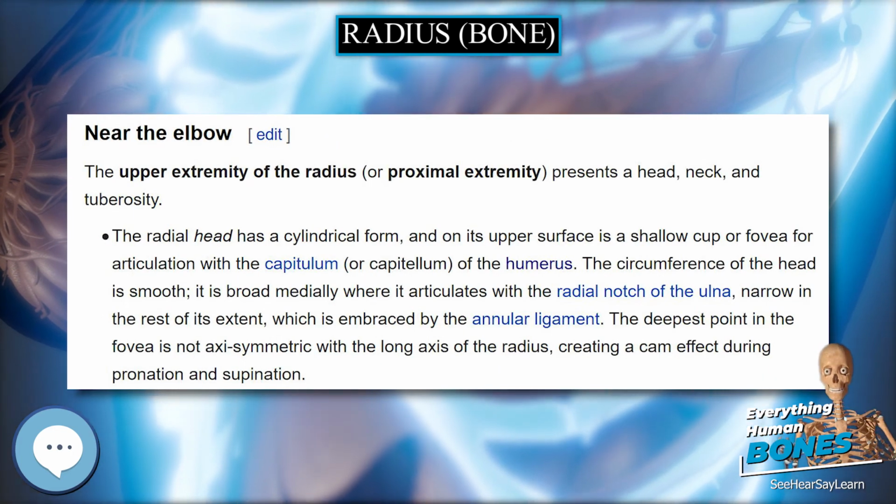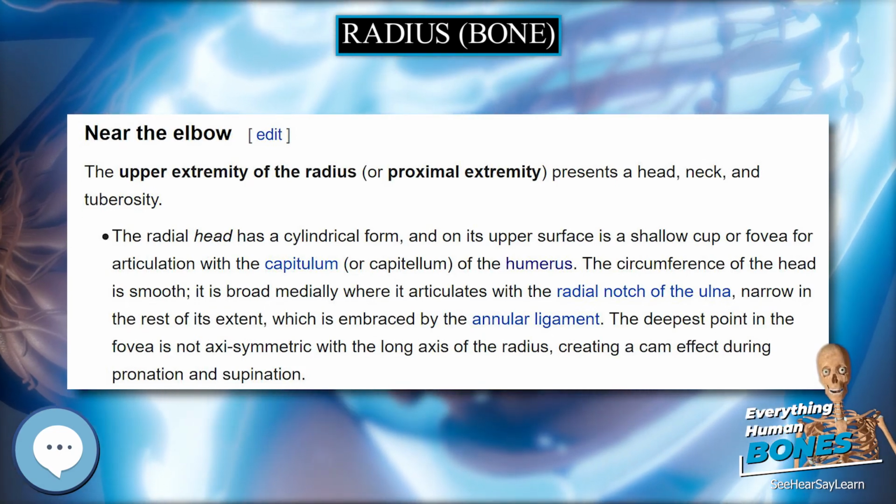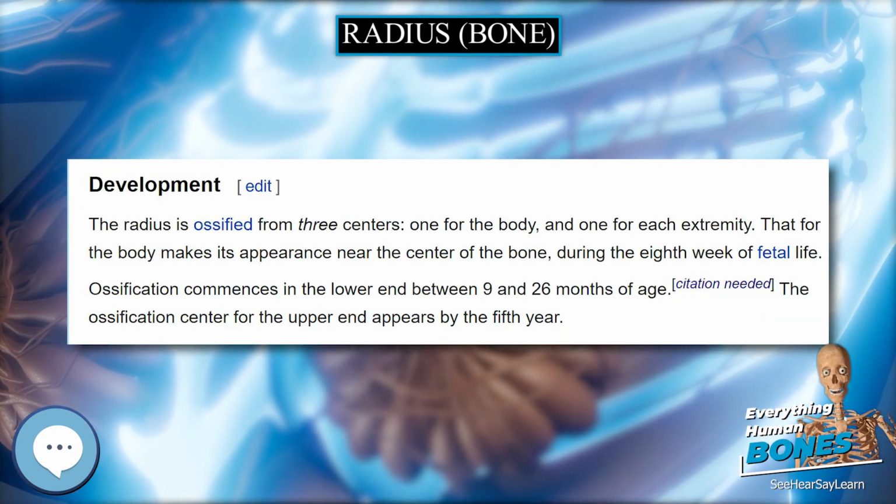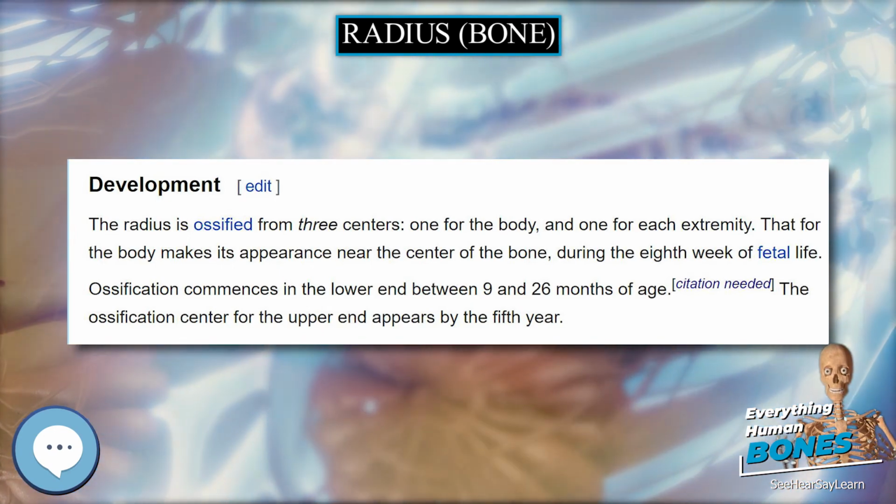Radial aplasia refers to the congenital absence or shortness of the radius. Fracture. Specific fracture types of the radius include.